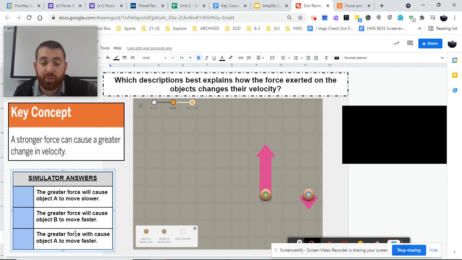So the only correct answer could be the greater force will cause object A to move faster, which is true, which is what we saw.